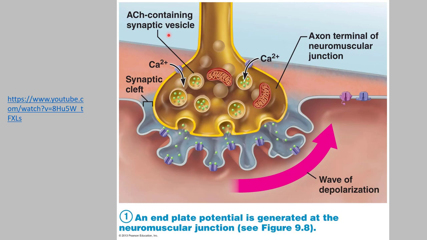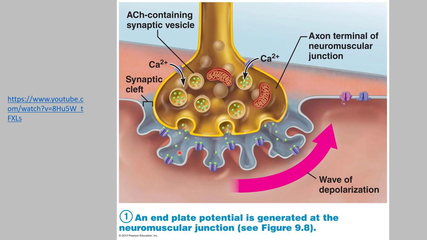And inside, we've already seen this image, inside we have our vesicles containing what? Neurotransmitters. And just like before, those neurotransmitters, here we have acetylcholine. Now here is our synaptic cleft, just like we saw before. And across the synaptic cleft, here we have a membrane. And along that membrane, what do we have? There's our ligand-gated or chemically gated channels that acetylcholine binds to.